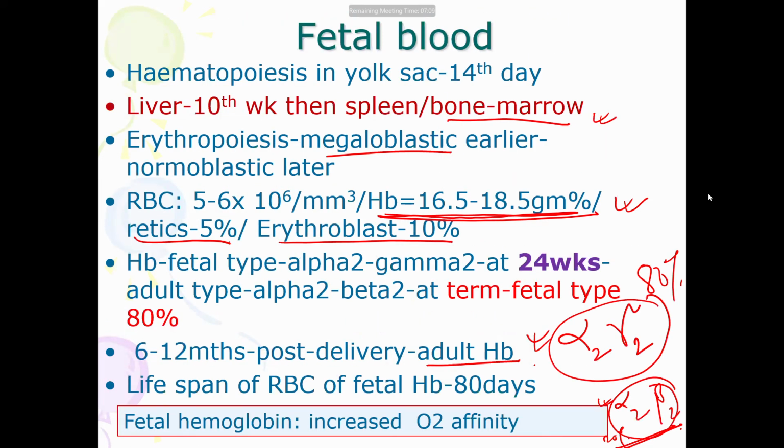And the lifespan is also less in the case of fetal hemoglobin. It is just 80 days. In adult hemoglobin, it lasts for 120 days. So these are the differences. You know why? Basically, there is abundant fetal hemoglobin because it has very good, increased oxygen affinity, and it binds to more oxygen molecules. So that's why in the fetus there is fetal hemoglobin.